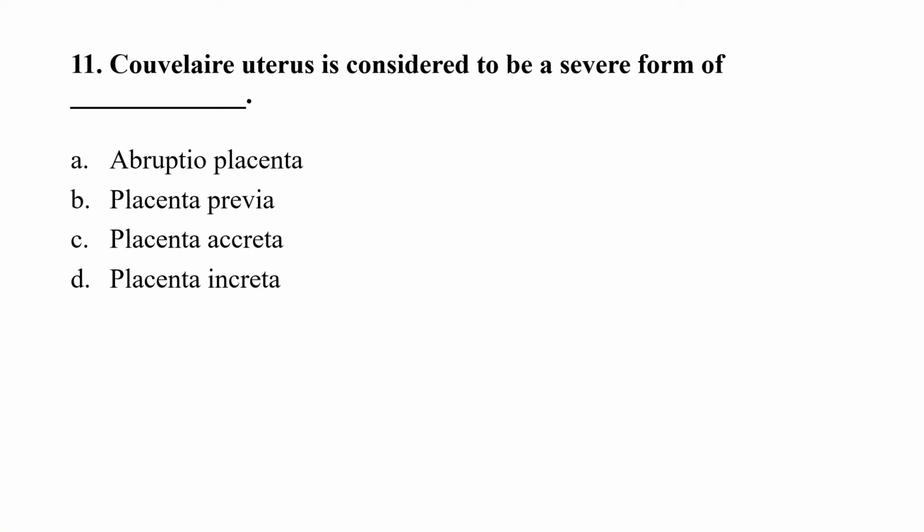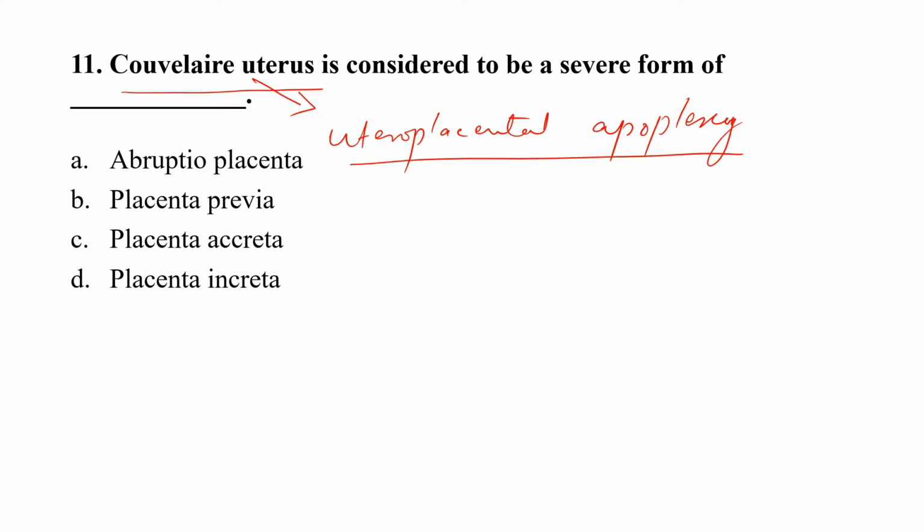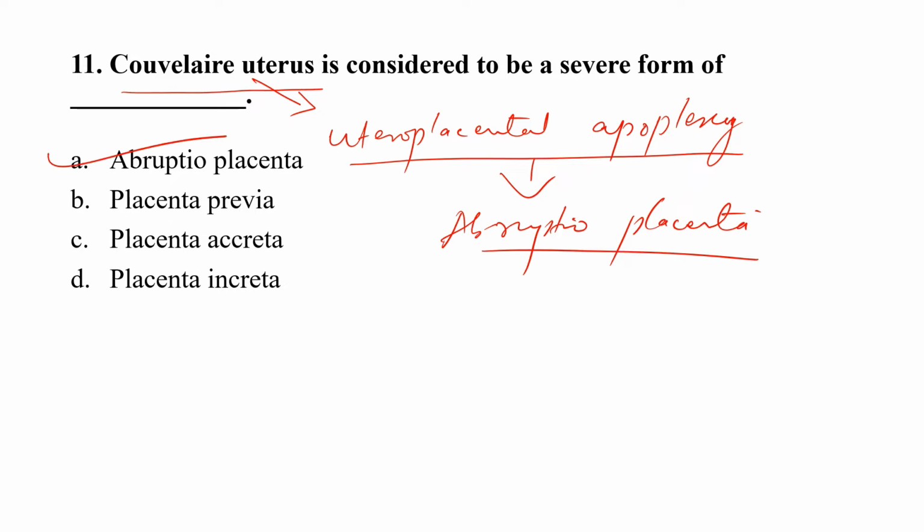Question number 11. Couvelaire uterus is considered to be a severe form of: option A, abruptio placenta; option B, placenta previa; option C, placenta accreta; option D, placenta increta. And what is this Couvelaire uterus? It is also known as uteroplacental apoplexy. It is a life-threatening condition. It is a severe form of abruptio placenta. So the correct option here is option A, which is abruptio placenta.